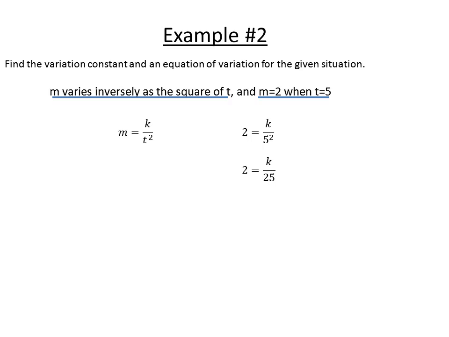And since k is the only unknown value left in that equation, we can solve for k by multiplying both sides by 25. And we get that k equals 50. That is one of the values we were asked to find. The original problem said find the variation constant, which is k, and we were able to find that k equals 50. The second part of the problem says find an equation of variation.